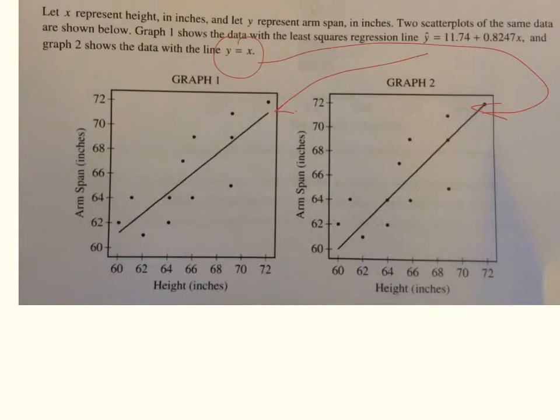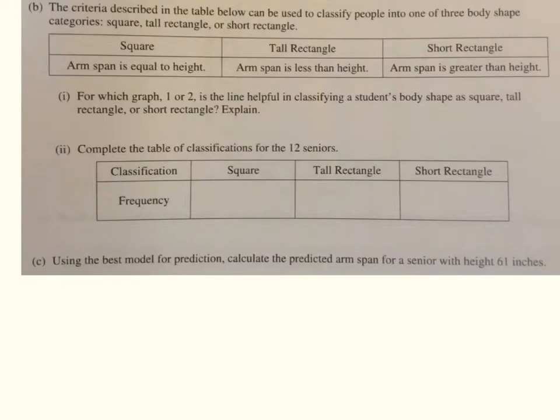You're looking at your sheet, but then we go to the questions. It tells us how they're going to categorize people. They can classify people into one of 3 body shape categories: square, tall rectangle, short rectangle. Square means the arm span is equal to height. Tall rectangle means arm span is less than height. And short rectangle is arm span is greater than height.